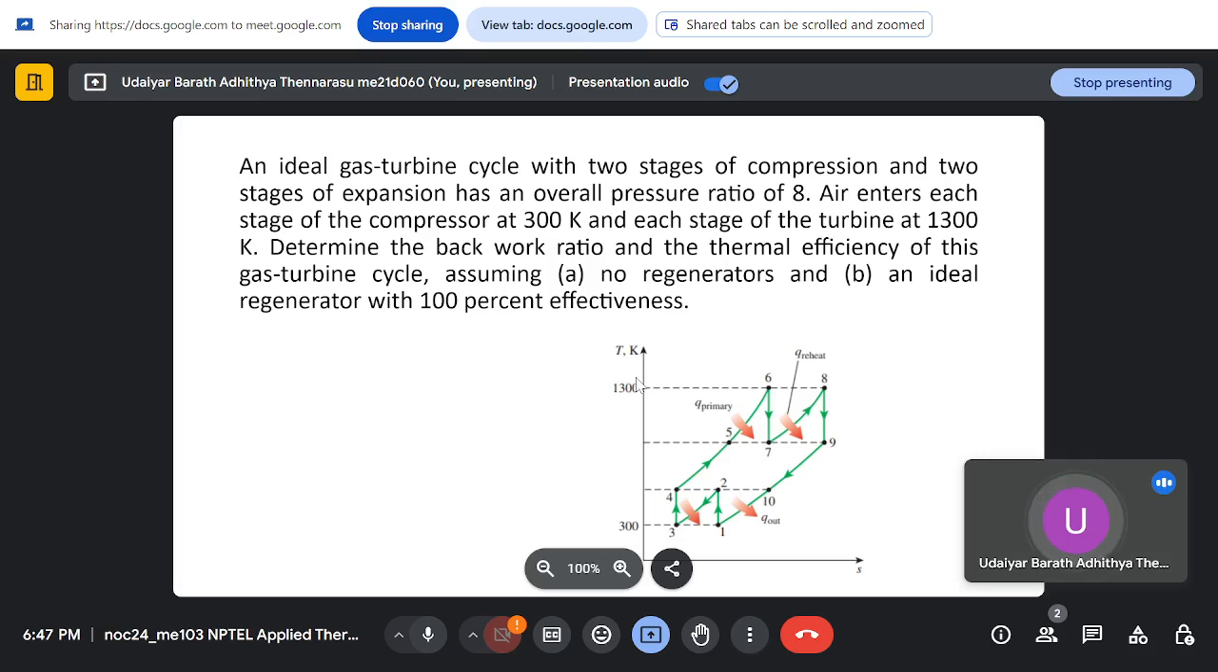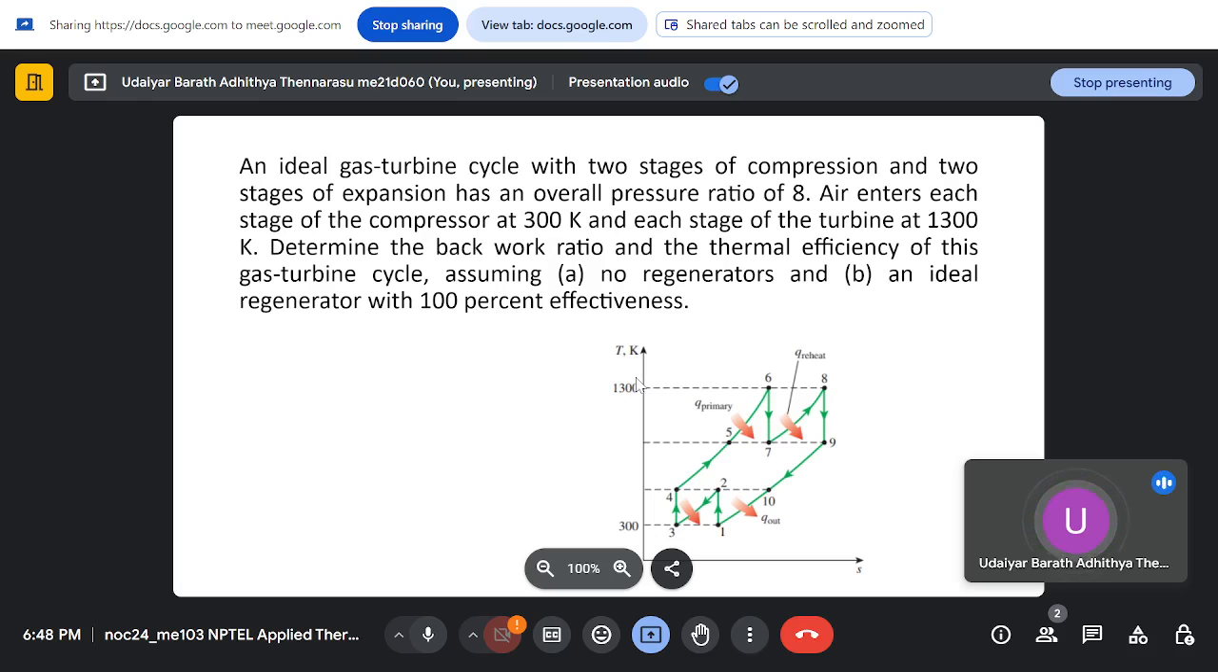So this is how the cycle looks. An ideal gas turbine cycle with 2 stages of compression and 2 stages of expansion has an overall pressure ratio of 8. Air enters each stage of the compressor at 300 Kelvin and each stage of the turbine at 1300 Kelvin. Determine the back work ratio and the thermal efficiency of the gas turbine cycle, assuming (a) no regenerator, and (b) an ideal regenerator with 100% effectiveness.